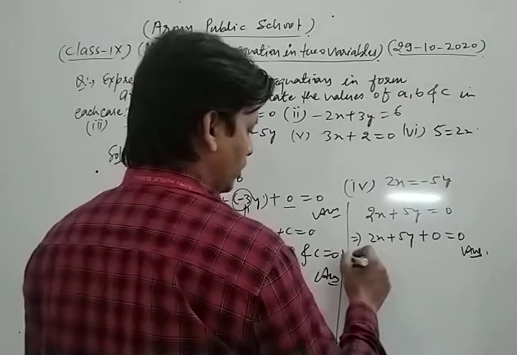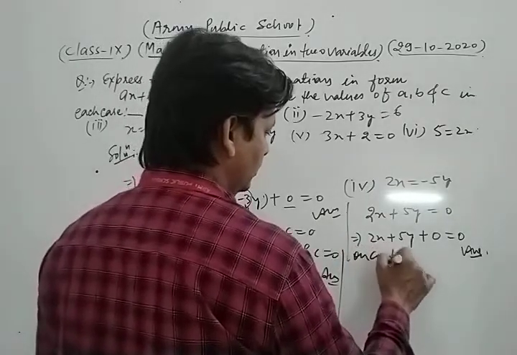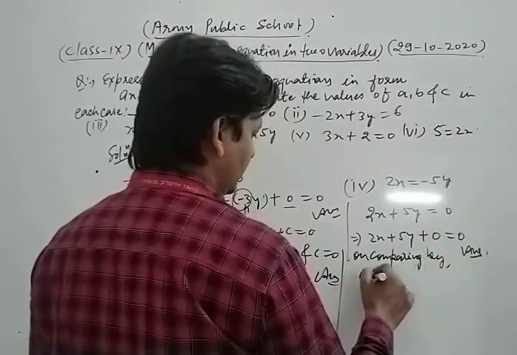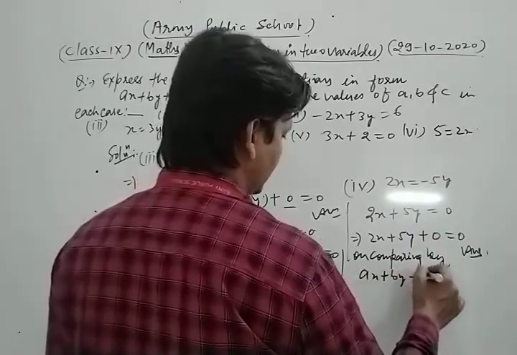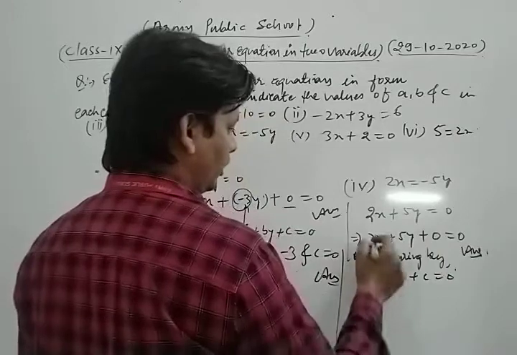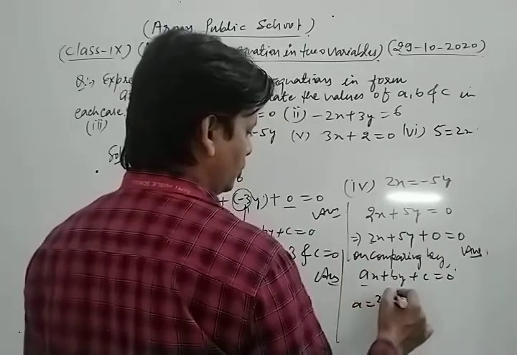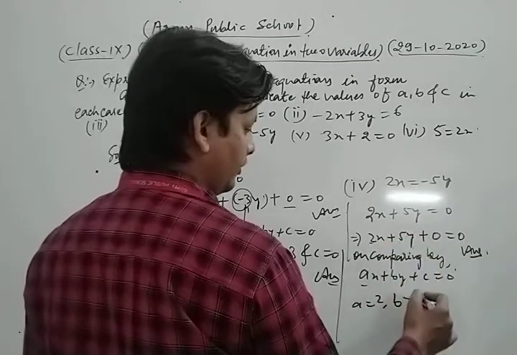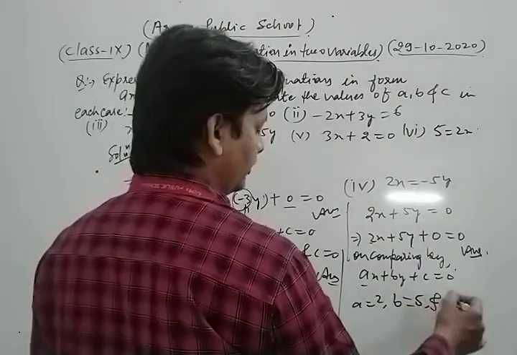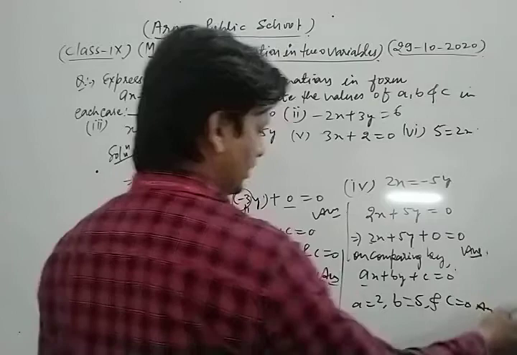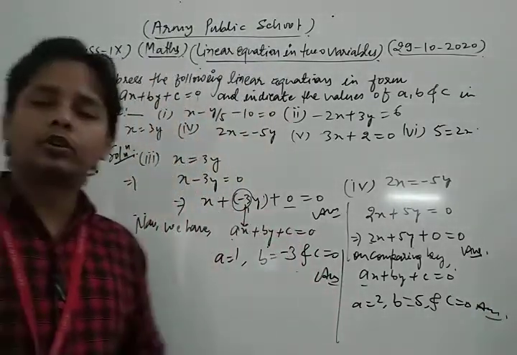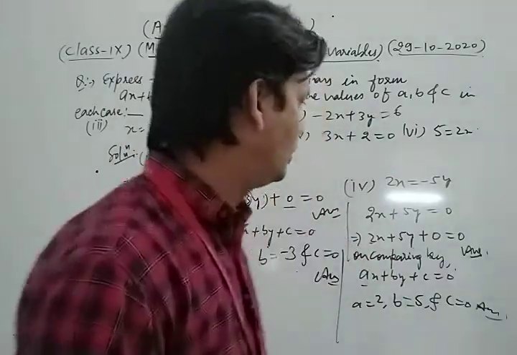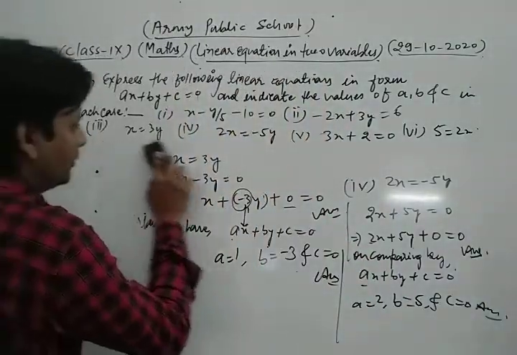Now on comparing with ax plus by plus c is equal to 0, the value of a is 2. The value of b, the coefficient of y, is 5. And the value of c is 0. This is another answer. Okay, so this is the process to solve this type of question. Dear friends, now we solve the next part of this question.